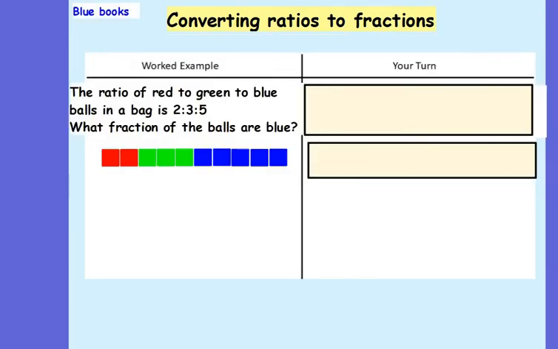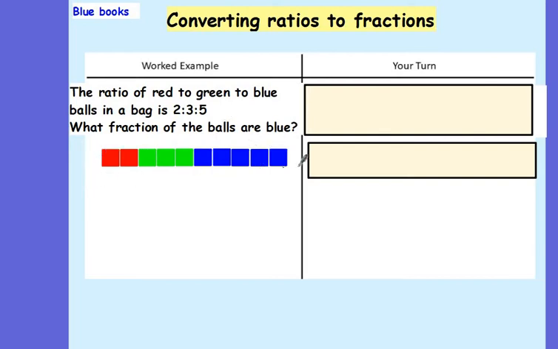Okay, back to our blue books for me. I've got another example that I'm going to go through and then you're going to do one. This time the ratio of red to green to blue balls in a bag is 2 to 3 to 5. So I've got 3 different sets of colours. What fraction of the balls are blue?